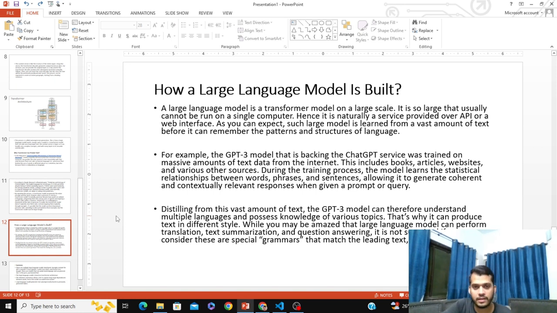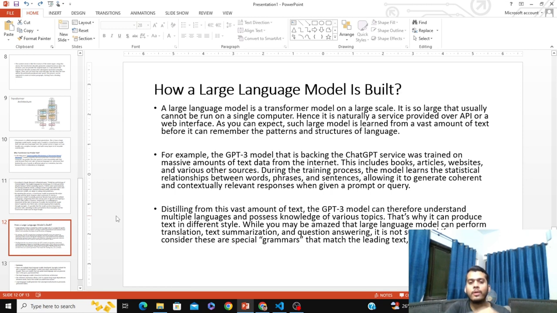As you can expect, large models are learned from a vast amount of text. For example, the GPT-3 model behind the ChatGPT service worked on a massive amount of text from the internet. This includes books, articles, websites, and various other sources.